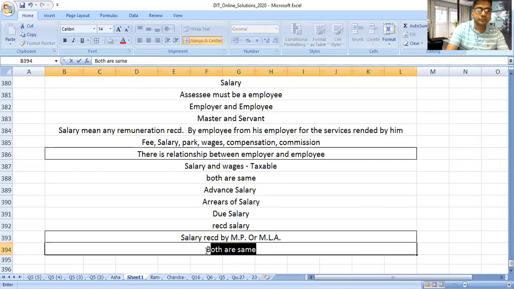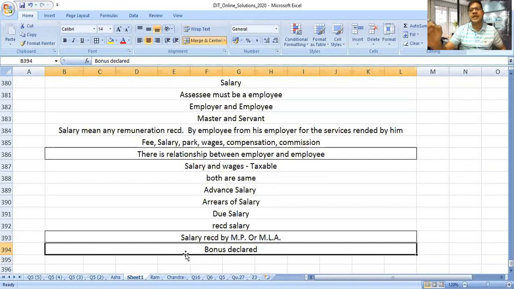Sometimes bonus. You have heard the word bonus. Many people get bonus at the time of Diwali, the Diwali festival. Many companies and government organizations declare bonus. I have seen last year Mumbai Municipal Corporation declared the bonus to their employees. The bonus is declared. Now my question is whether bonus is taxable or not.